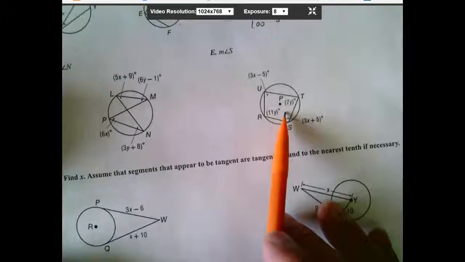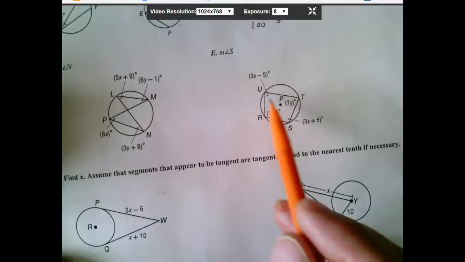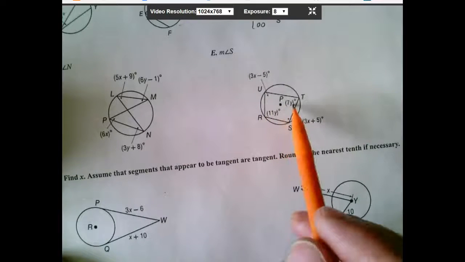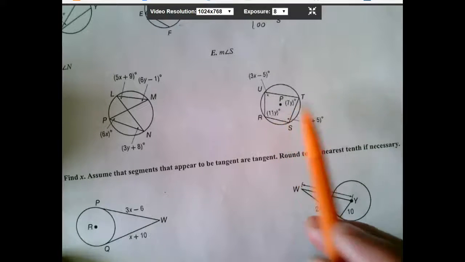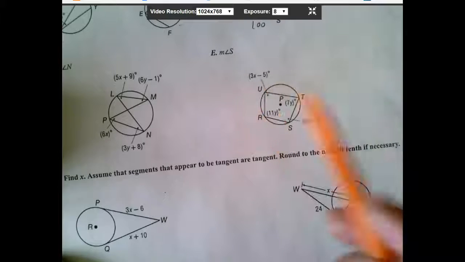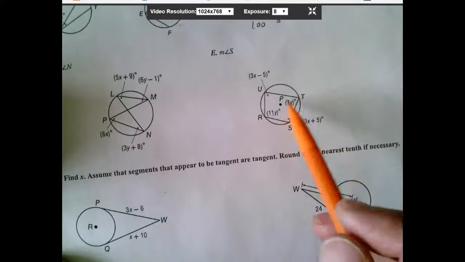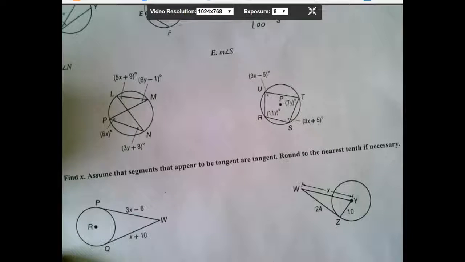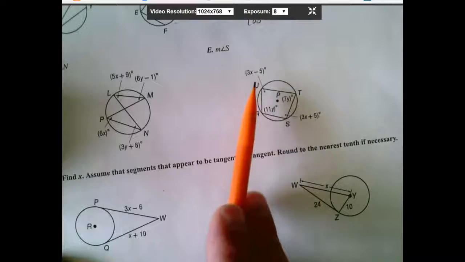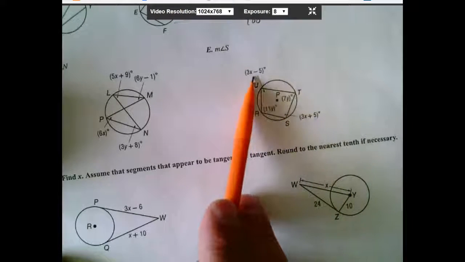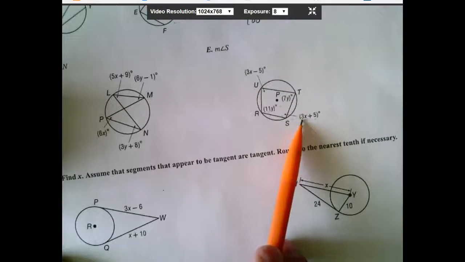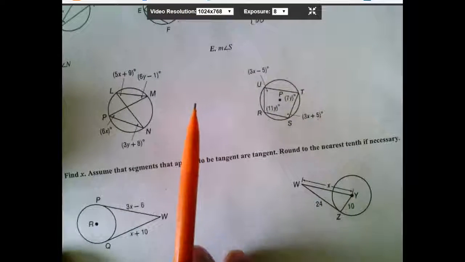And this last one, I'm not going to worry about this one. You can go over it in class if you want, but just remember with this one, the ones across from each other are equal to each other in an inscribed polygon. So we just make 11y equals 7y, or 3x minus 5 equals 3x plus 5, and we could solve that. This one wouldn't be as easy, right? But we could do this one, 3x minus 5 equals 3x plus 5, and solve it all. We'll maybe look at it in class tomorrow.